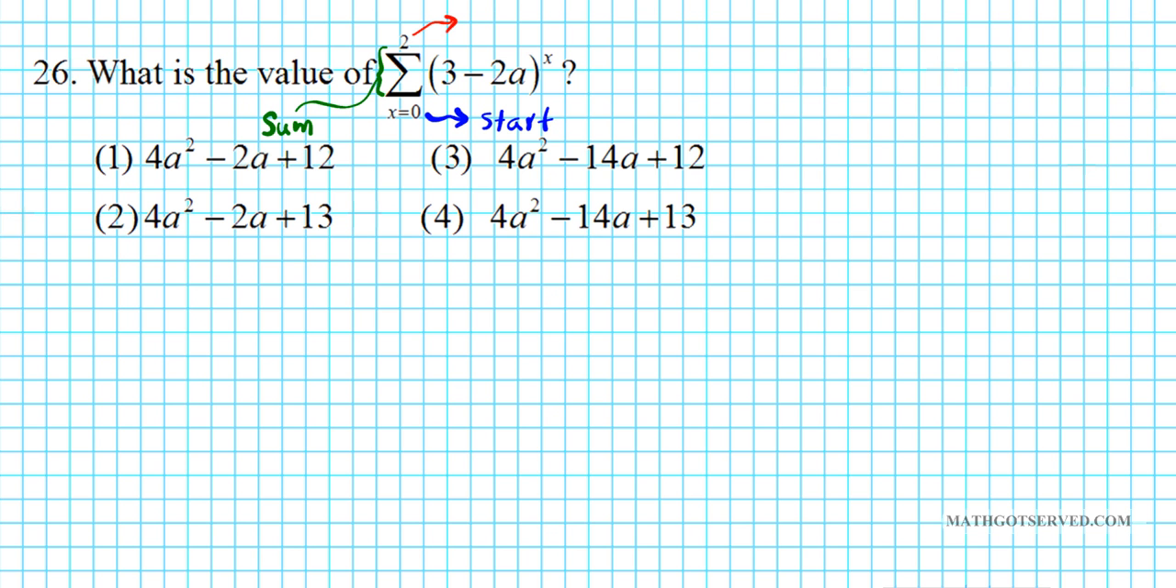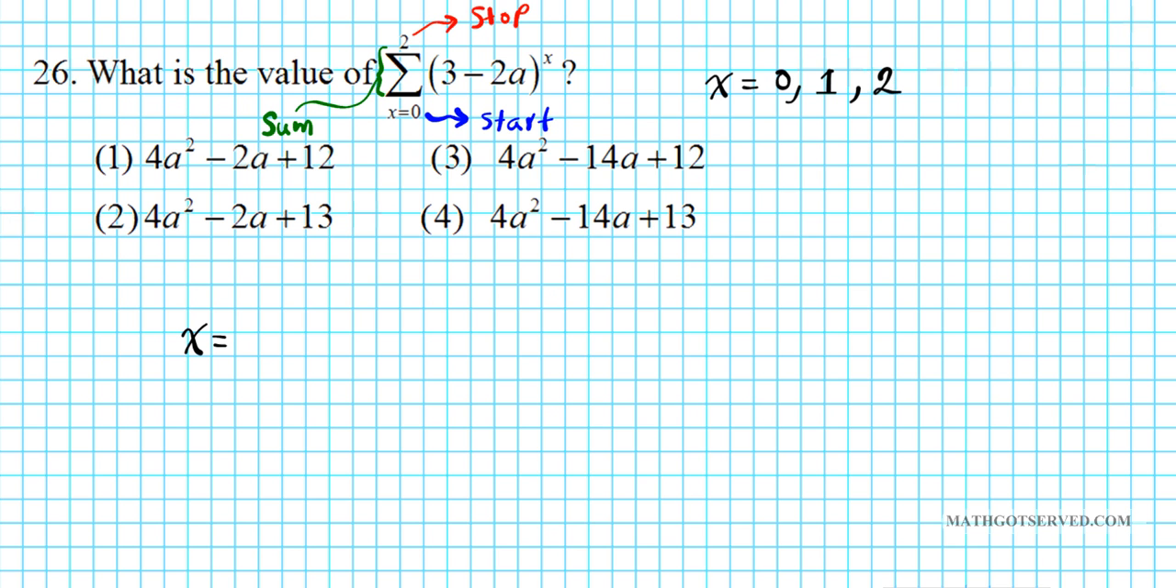All right, what do I mean by start and stop? This value x is going to be taking on integer values from 0 to 2. And then you add up all those distinct values, all right? So x is going to be equal to 0, is going to be equal to 1, and then it's going to be equal to 2, resulting in 3 expressions. And then we're going to add all 3 of them because of the discrete sum, okay? So let's go ahead and do it.